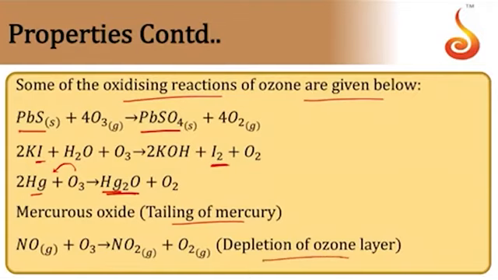And then regarding depletion of the ozone layer, NO is released by jet planes, and it directly acts upon the ozone and forms NO2 plus O2. So NO is one of the reasons for the depletion of the ozone layer.